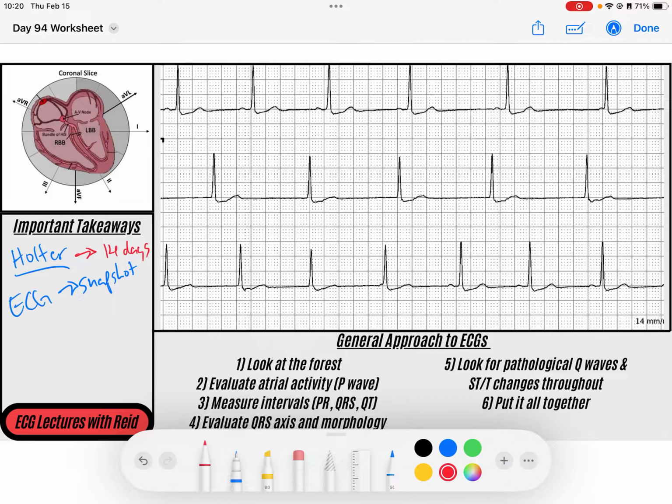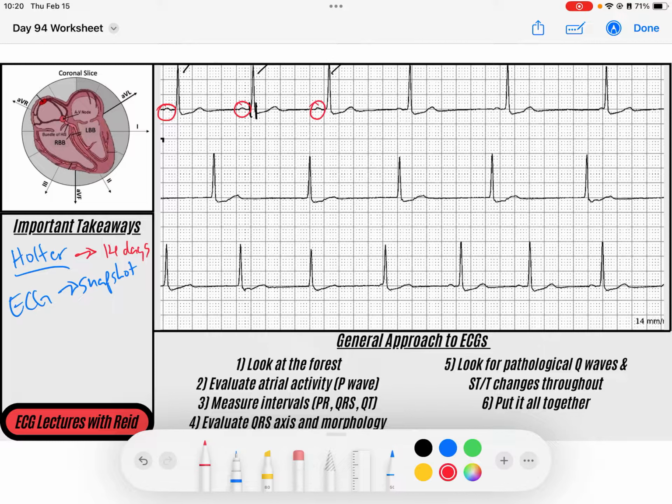And so this is a great example here. All three of these rhythms here are continuous, and so they kind of just scroll through together. And so let's kind of evaluate what we have going on here. So at first what we have is we've got a narrow complex rhythm. You can see it's kind of tacking along at a pretty regular rate. We've got P waves in front of our QRSs, so that makes me happy.